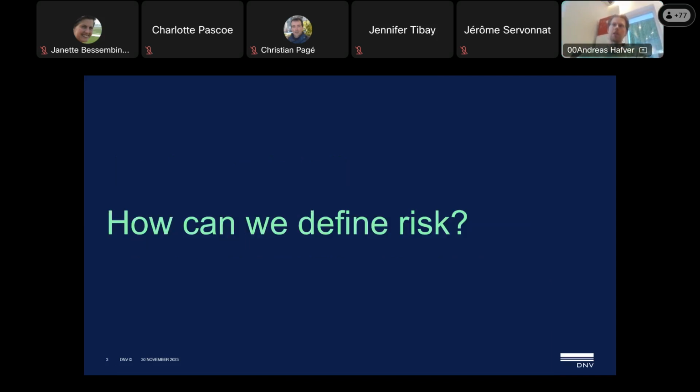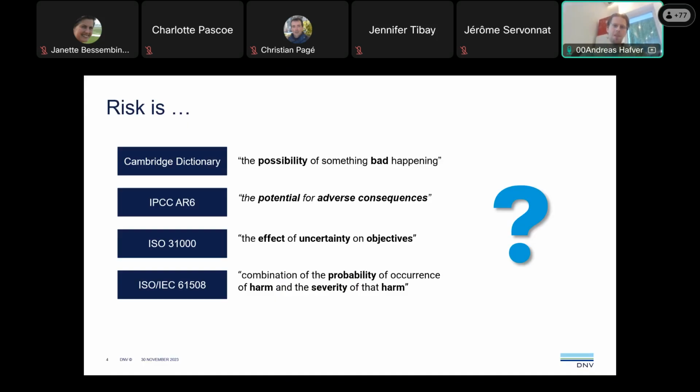First question I ask is, how can we define risk? Because risk is something that all of us talk about and you take it for granted that everyone knows what risk is. But how can we really define it? If you look at the Cambridge Dictionary, it says that risk is the possibility of something bad happening. If you look at what the IPCC is saying, they say that risk is the potential for adverse consequences. I think they added a little bit to that, but that's basically the core of the definition.